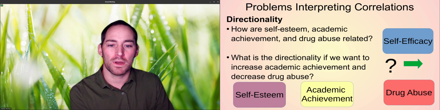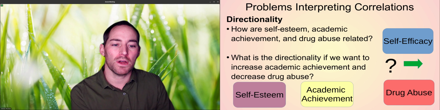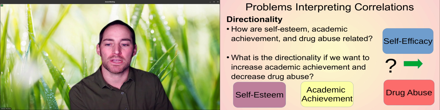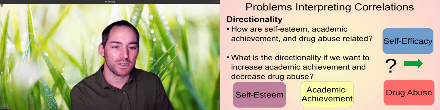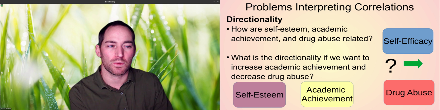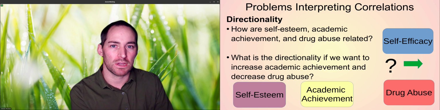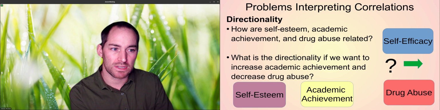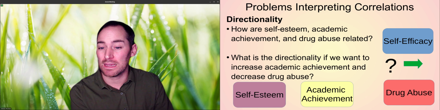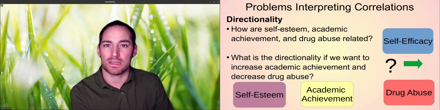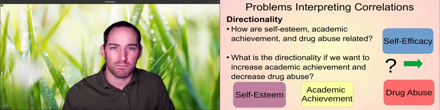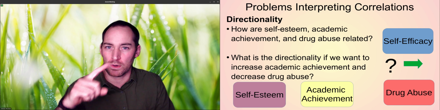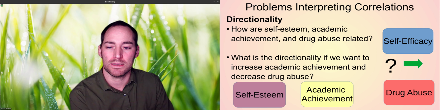So what is the directionality? If we want to increase academic achievement and decrease drug abuse, what should we do? What should we aim for? Should we increase self-efficacy? Should we increase self-esteem? Should we decrease self-efficacy? Should we decrease self-esteem? What's the directionality here? So before I talk about the definitions, if you understand the definitions already, pause really quickly, maybe make a little diagram of which way you think the arrows go between these.